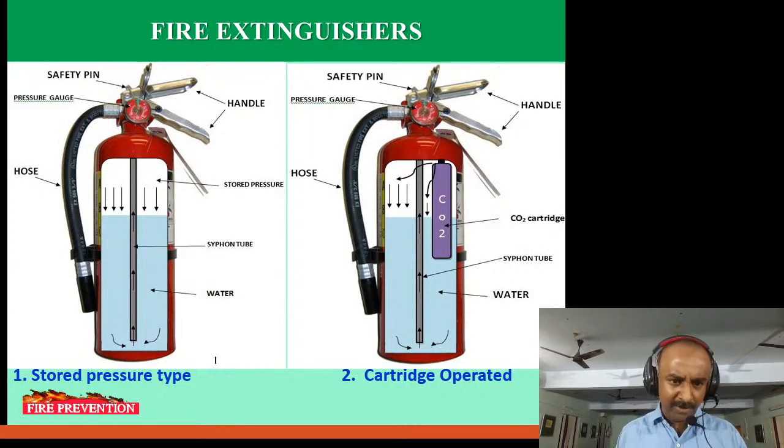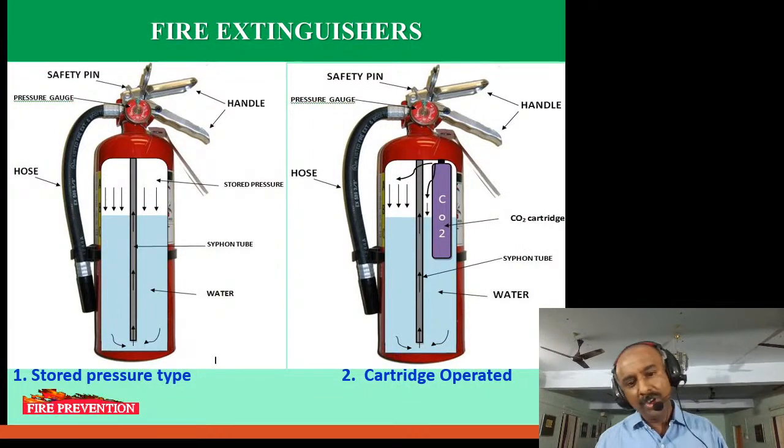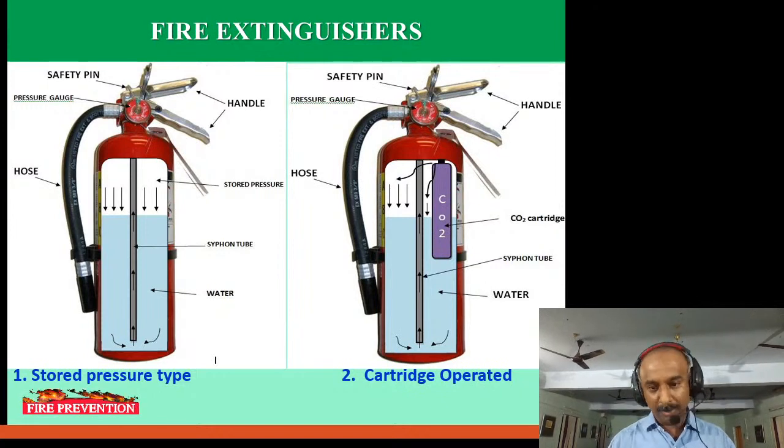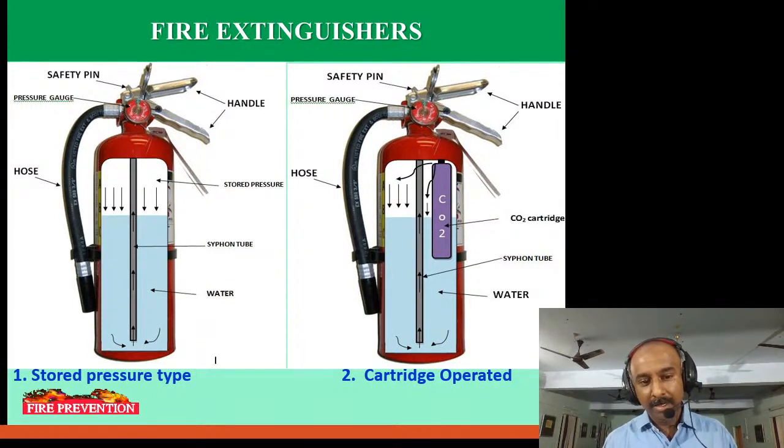This is a cut section view of the water extinguisher. There are two classifications of fire extinguisher: stored pressure type and cartridge operated. But the stored pressure types are mostly used in the present situation.